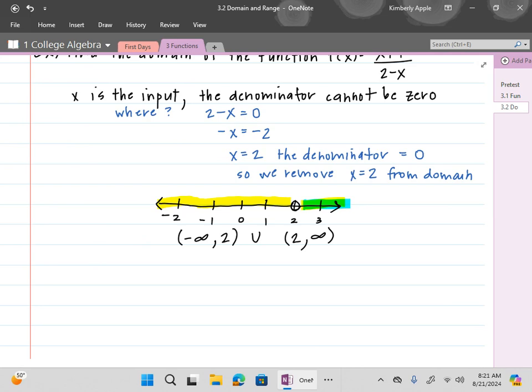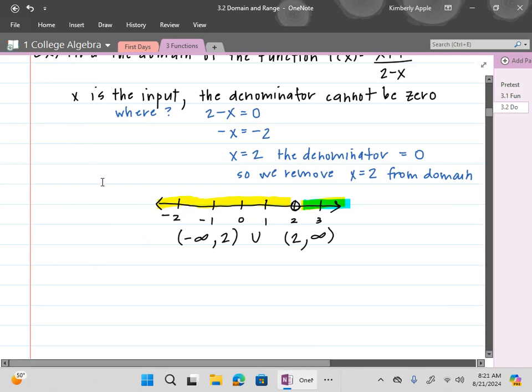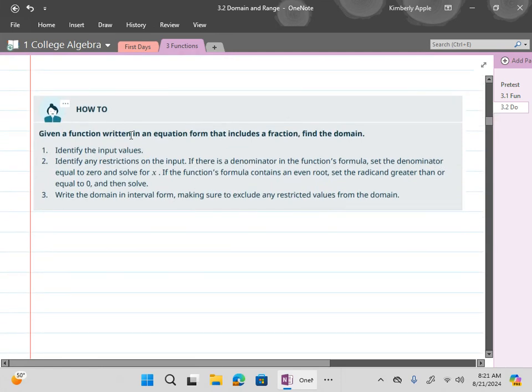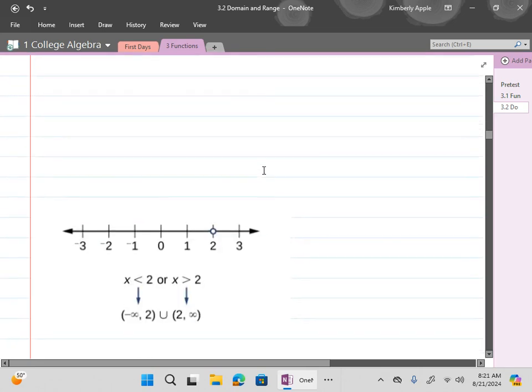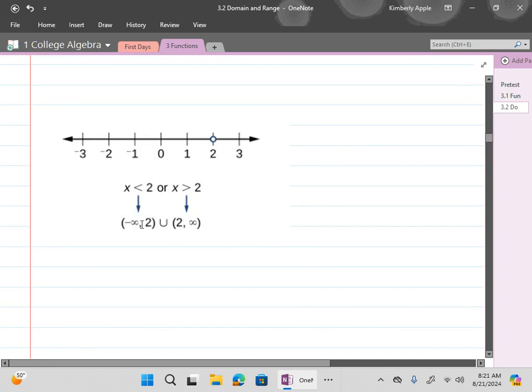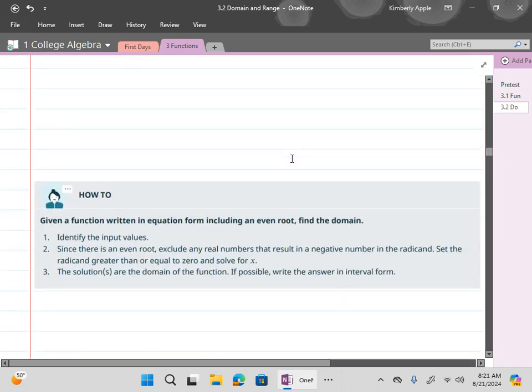Now, I'll go back and reformat this. Some of my stuff is out of order. So here's your how-to for that. Step by step, this is what we did. Identify the inputs, identify restrictions. If there is a denominator in the formula, set the denominator equal to 0 and solve for x. That is exactly what we just did.